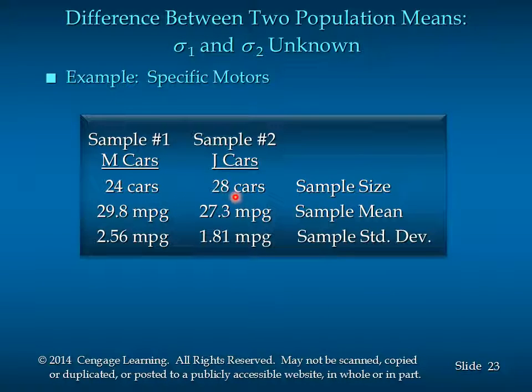So what you have here now is 28 J cars and 28 M cars, and you're comparing these two to see: are the miles per gallon the same or different? The uninformed, if they hadn't had this statistics class, what would be the conclusion here? Which would you say has the better miles per gallon? The M cars?